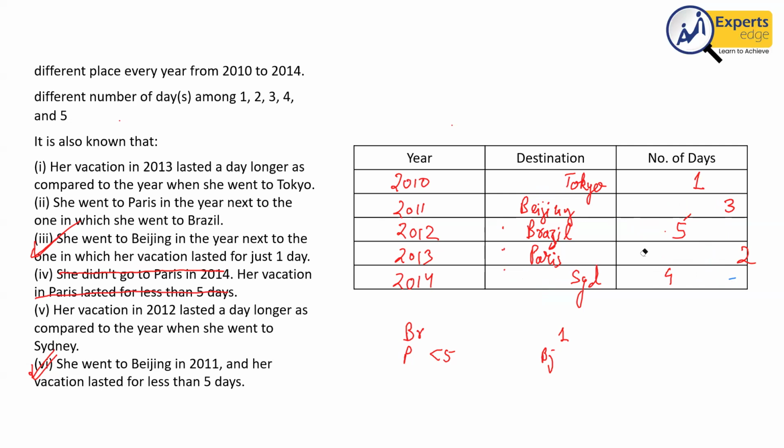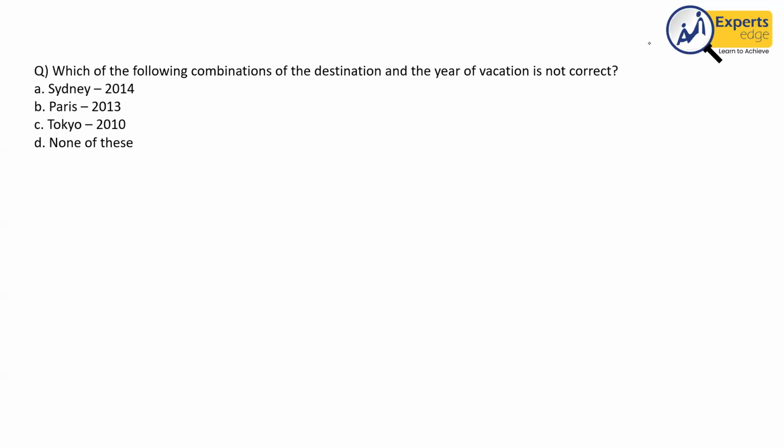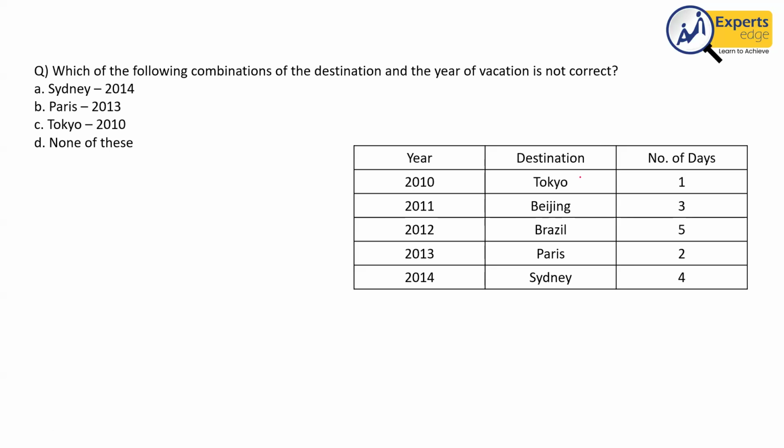Tokyo, Beijing, Brazil, Paris, Sydney. Number of days being 1, 3, 5, 2, 4. We'll use this table to answer questions. Which of the following combinations and destinations is not correct? Okay, from the table that we made, Sydney 14 is correct. Paris 13 is correct. Tokyo 2010 is correct. All of these are correct.